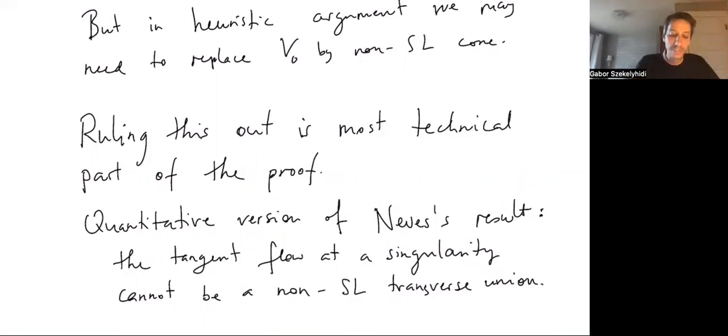Okay, so in this case, what you want to do is prove a kind of quantitative version of Neves's result, which says that actually we cannot even be very, very close to a non-special Lagrangian union. But it's a very technical part of the argument because you really need to quantitatively control all of these different sizes. So it's not possible to just pass to some limit and argue using Neves's theorem.